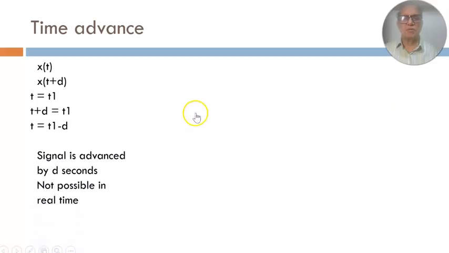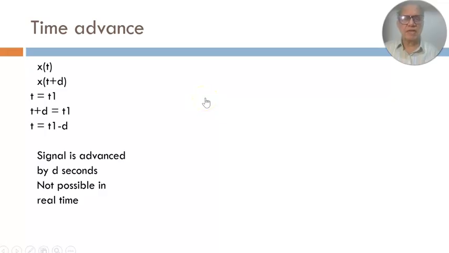Now it's important to note that this operation is not possible in real time. See, delay is possible in real time. Suppose you read some sample. You can always wait for a certain amount of time. You can store that sample value and then wait for a certain amount of time before you throw it to the output. So you get a delay. But at any point of time you read the sample value, there is no way to go back in time. So time advance can never occur in real time.